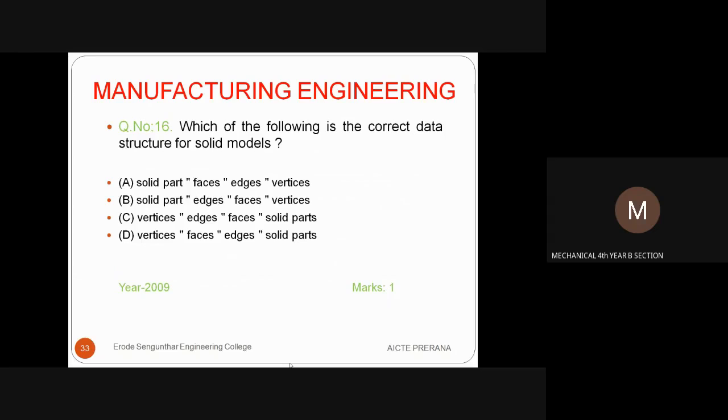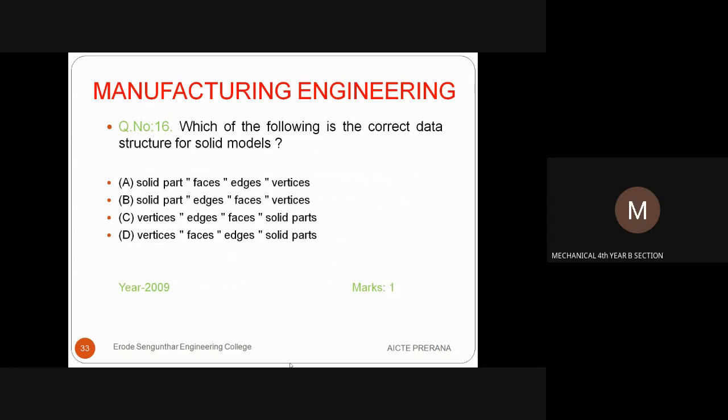Option A, solid part, faces, edges, and vertices. Option B, solid part, edges, faces, and vertices. Option C, vertices, edges, faces, solid parts. And the last option is vertices, faces, edges, and solid parts. So first we have to know what vertices, faces, edges, and solid parts are.